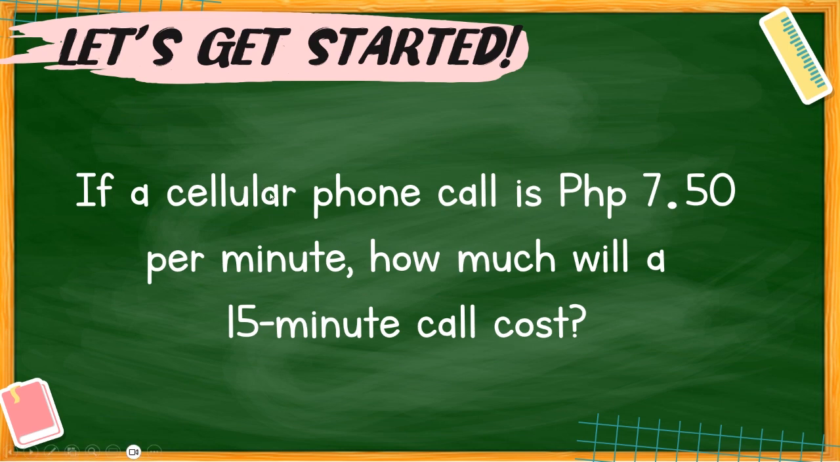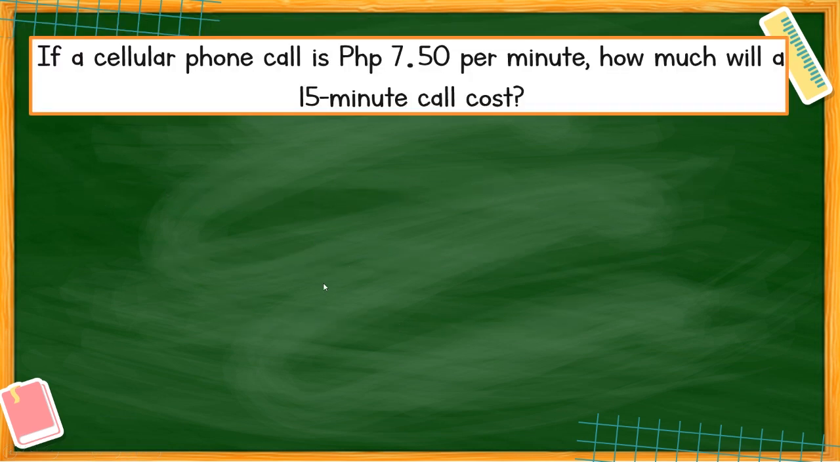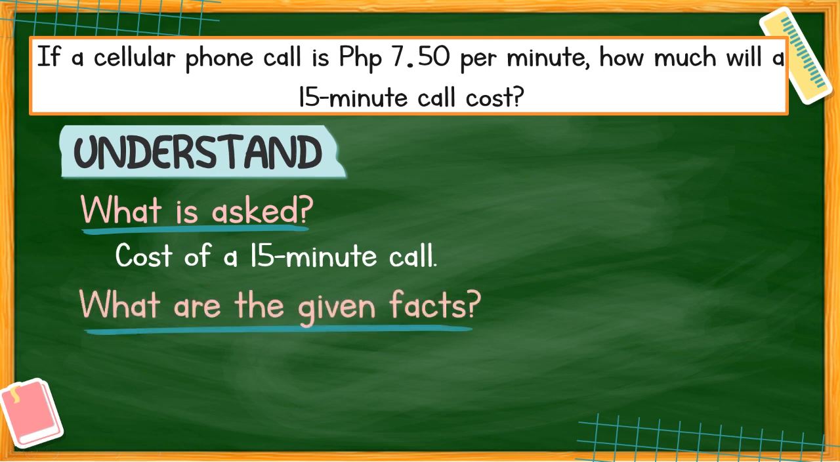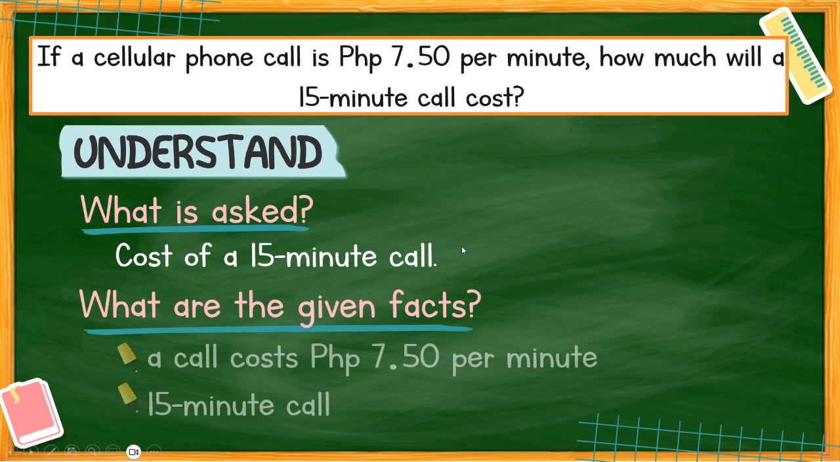If a cellular phone call is 7 pesos and 50 centavos per minute, how much will a 15-minute call cost? Now, let's understand the problem first. What is asked in the problem? Correct. The answer is the cost of a 15 minutes call. Now, what are the given? The given facts are, yes, a call costs 7 pesos and 50 per minute and 15 minutes call.